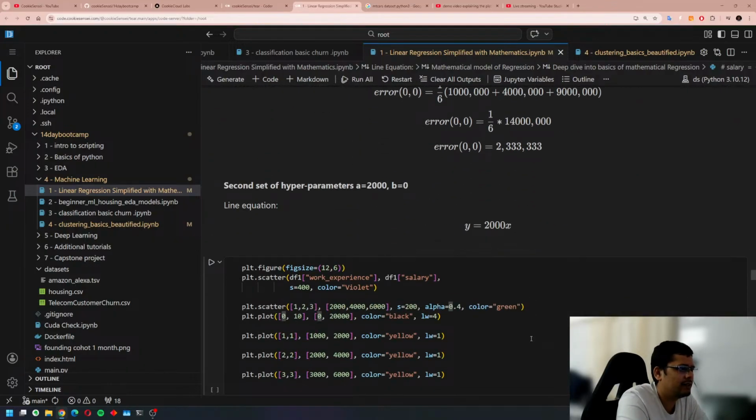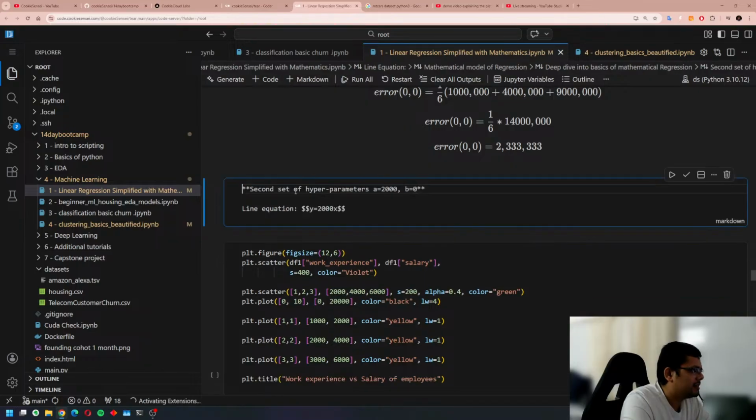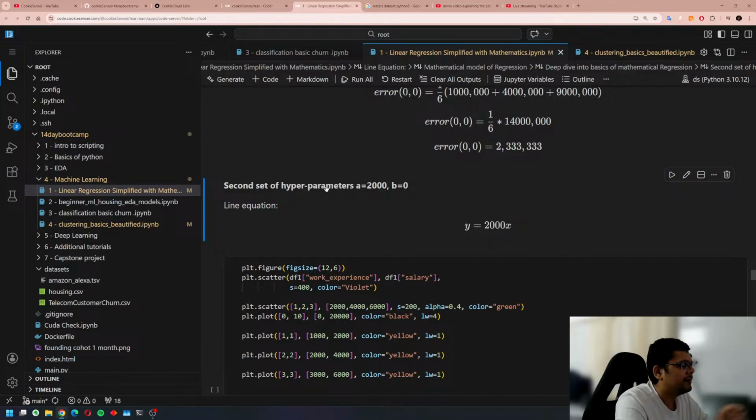So in the next iteration, what I do is I try to change the parameter values. These are not the hyperparameter values, these are the trainable parameters. We will talk about which parameters are trainable and which are hyperparameters, but this was a mistake. This is not a hyperparameter. This is a trainable parameter.